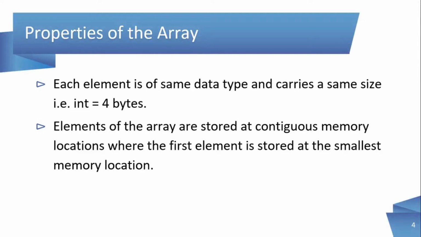Properties of the array. Each element is of the same type and carries the same size. For example, an integer is equivalent to 4 bytes. Elements of the array are stored at contiguous memory locations where the first element is stored at the smallest memory location. Elements of the array can be randomly accessed since we can calculate the address of each element of the array with the given base address and the size of the data element.